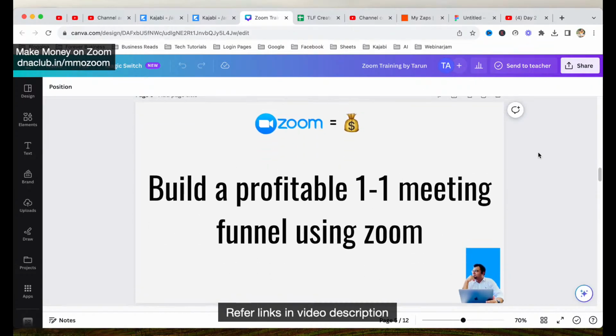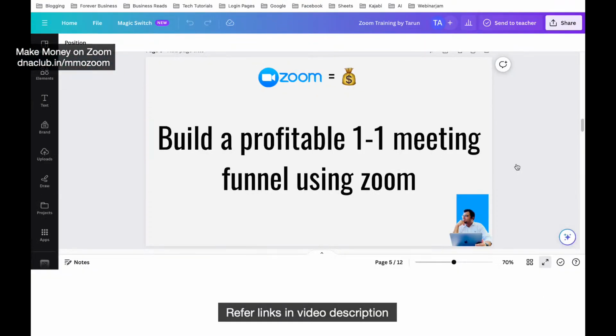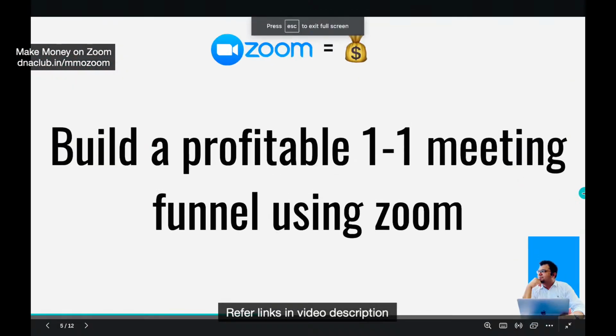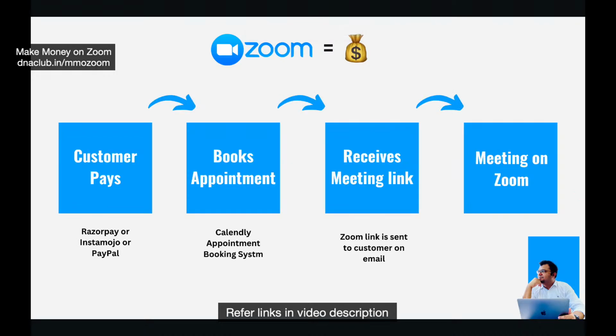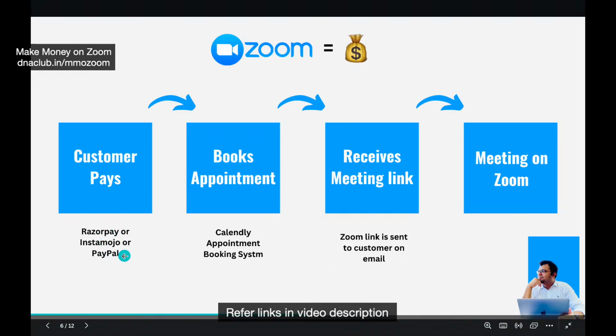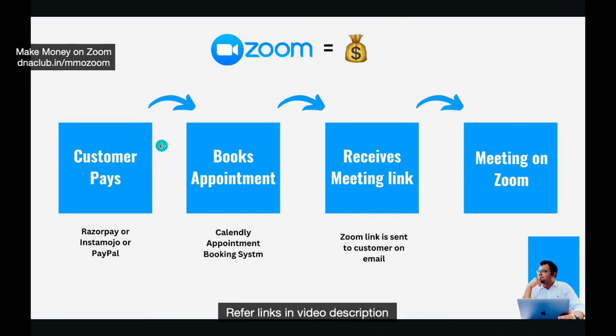How? You can build a very profitable one-to-one meeting funnel using Zoom, through which you can actually make money. When I say one-to-one meeting funnel, it is simple. Imagine that you are a consultant and you want to do paid consultation. Say for example, a customer pays you using Razorpay or InstaMojo, or PayPal. Maybe you are charging 499 rupees or 1000 rupees for a 1 hour consultation.